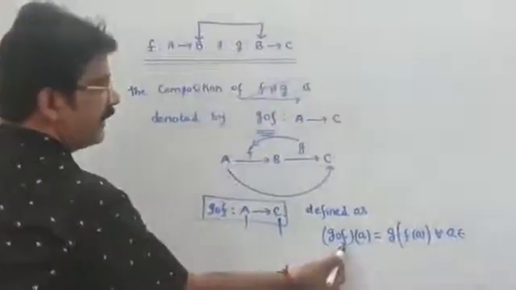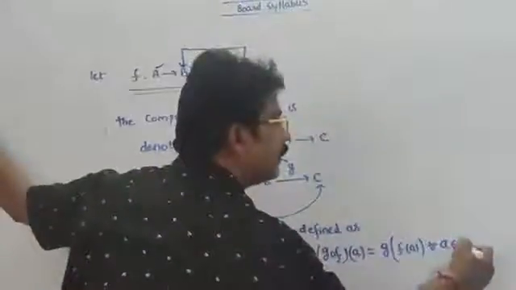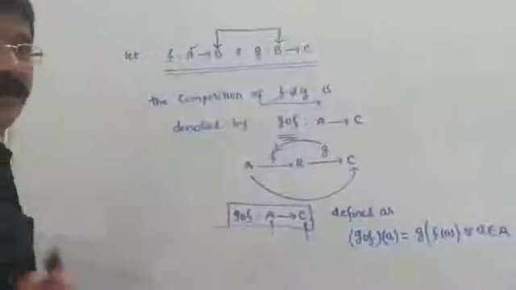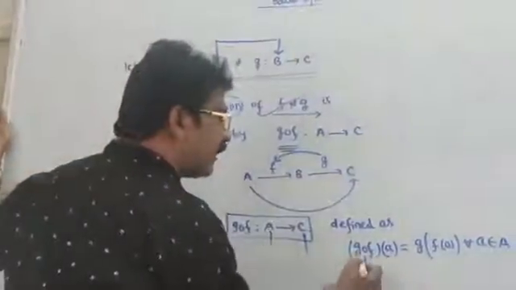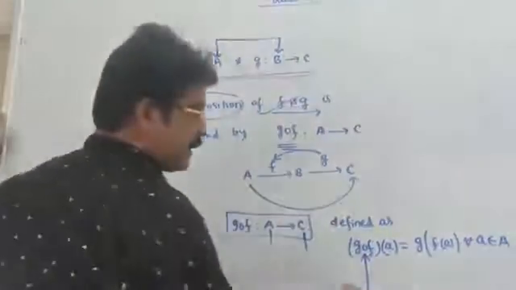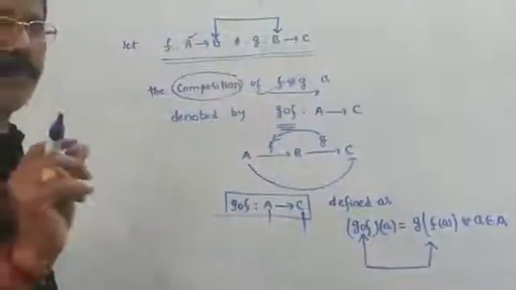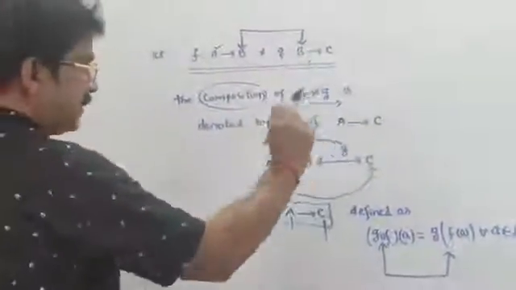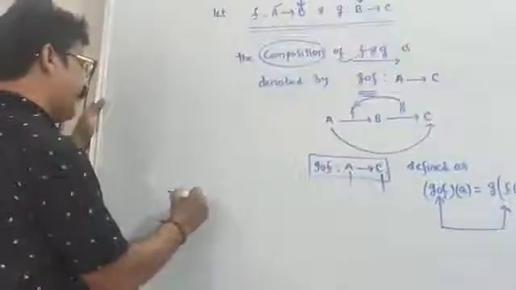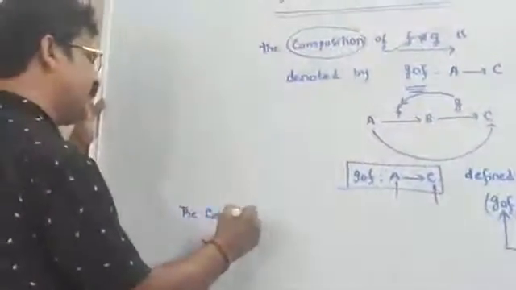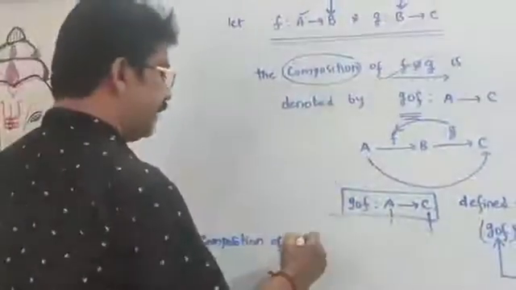the domain of F. So in F, what is the domain? Capital A. So small a belongs to capital A. The notation, small circle, means nothing but a bracket. This is called the composition of F and G. Okay, next, similarly the composition of G and F.